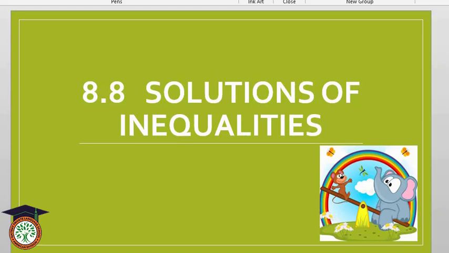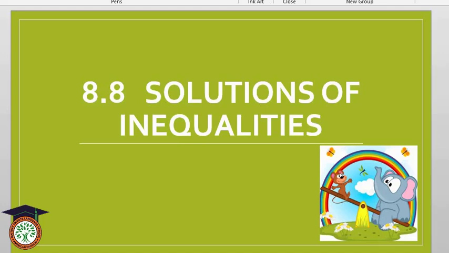Grade 6. Today we're going to start our first lesson in quarter 4. Today we're going to talk about solutions of inequalities. The word solutions we saw before when we started to study equations. The solution of an equation is the value that makes our equation true. But here we have inequalities. What is the meaning of inequalities?